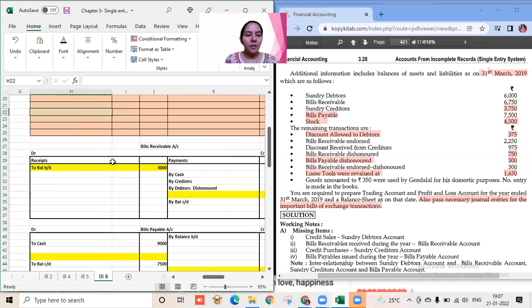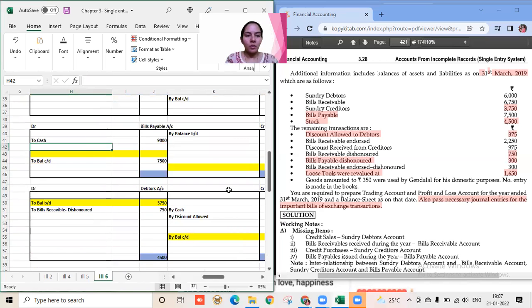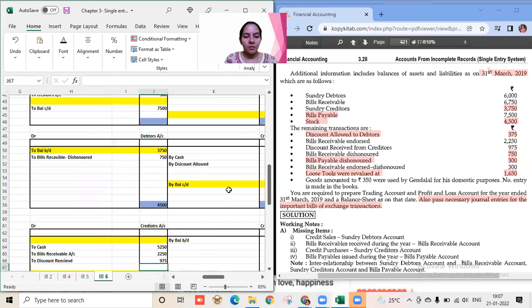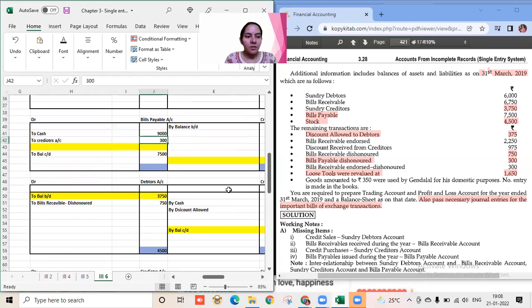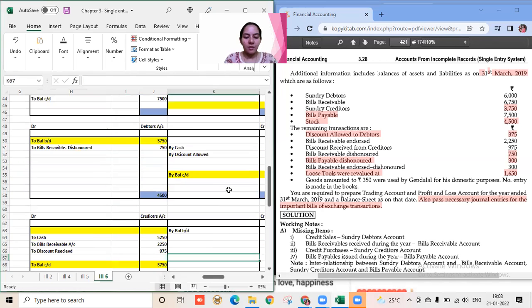Come to the bills payable debit side. To creditors account. Okay. To creditors account. Amount is rupees 300. Again you have to write here dishonor. In the creditors account, write down here dishonor. Okay. Come to the creditors account credit side.